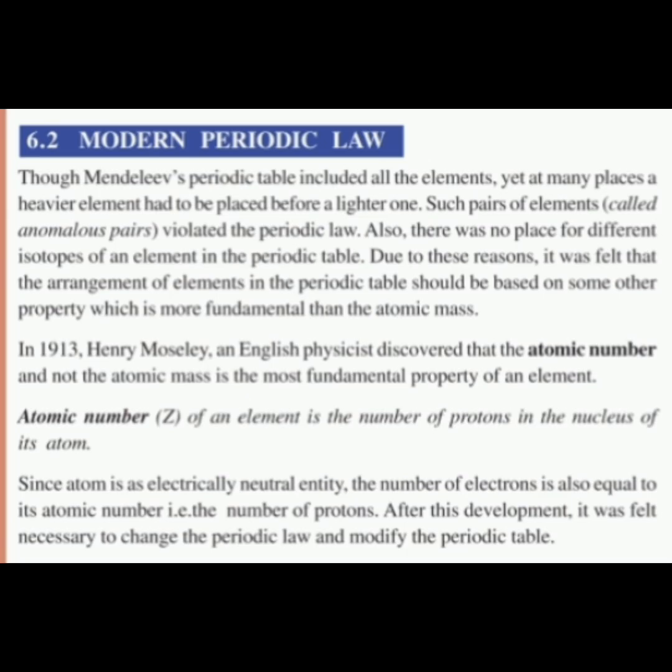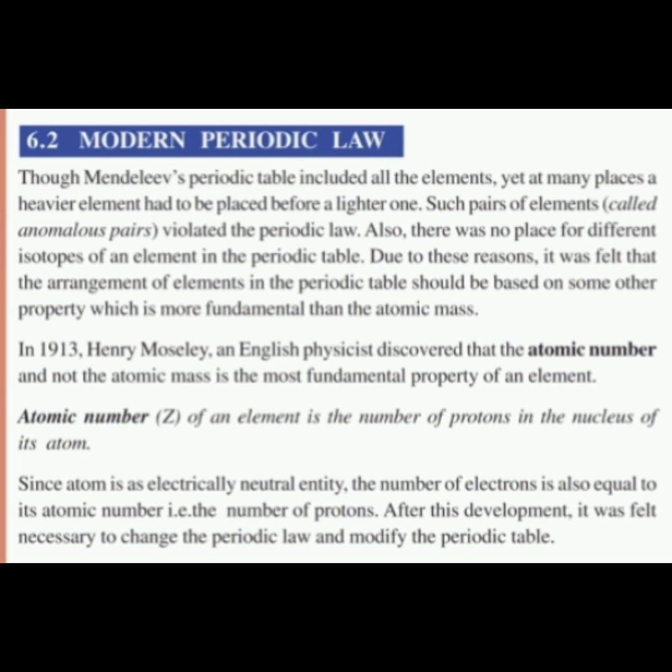So 10th Science and Technology, lesson number 6, topic 6.2, Modern Periodic Law. Though Mendeleev's periodic table included all elements, yet at many places heavier elements had to be placed before lighter ones. Such pairs of elements, called anomalous pairs, violated the periodic law. Also, there was no place for different isotopes of an element in the periodic table.